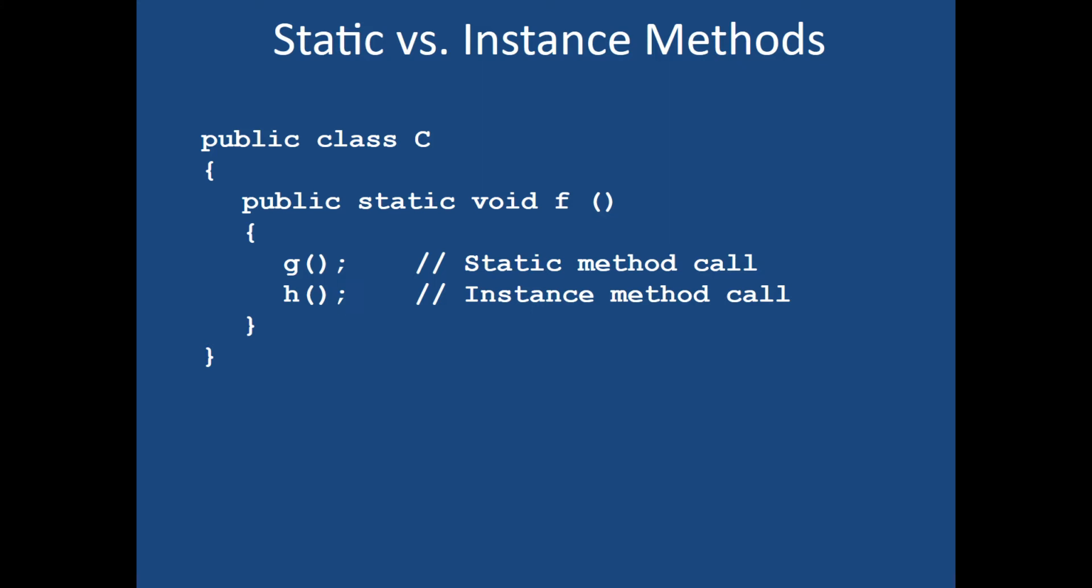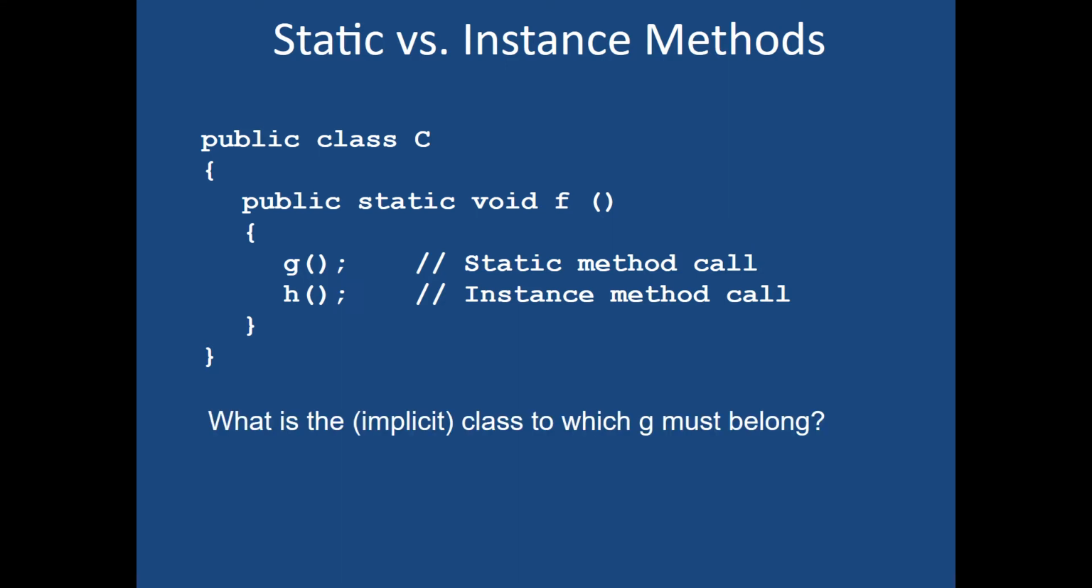Now let's look at this. I have a class C, and it contains a static method called f. And inside f, I'm calling G and H. And I'm just telling you that G is static and H is not. H is an instance method. G is a static method. Okay?